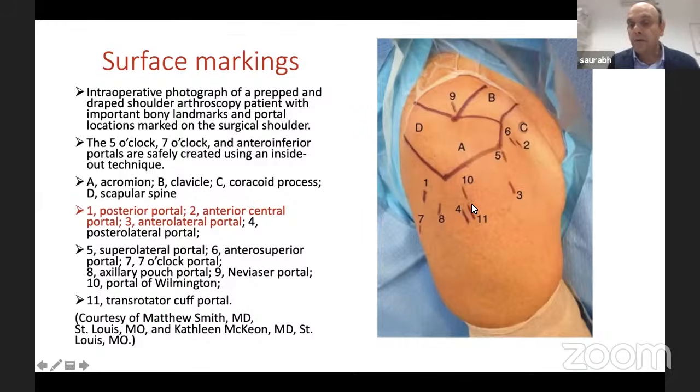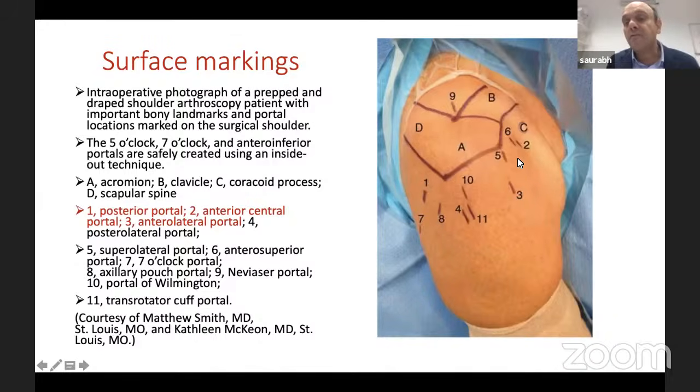Now, you're looking at this portal number 10. This is a portal of Wilmington described by him. This is for your SLAP repair. So you can access your superior glenoid and your superior labrum through this portal. And then your portal number 7 and 8, these are for your posterior labral repair, because as you can see, they're quite low down. So they're for posterior labrum.